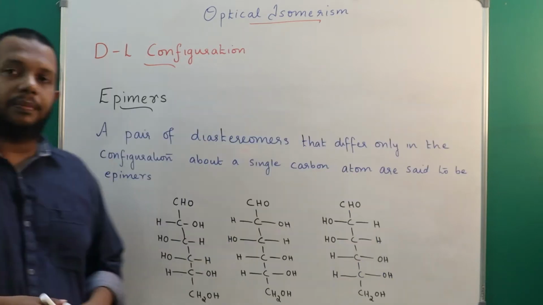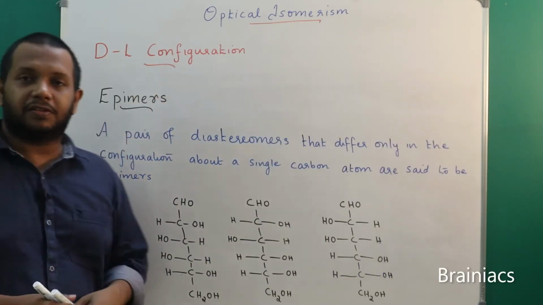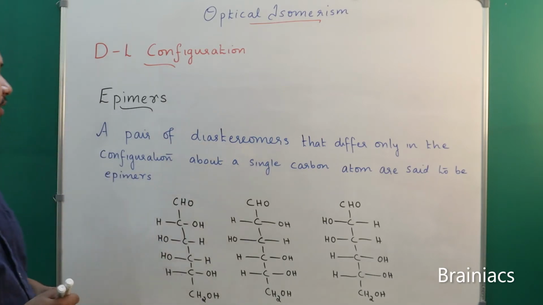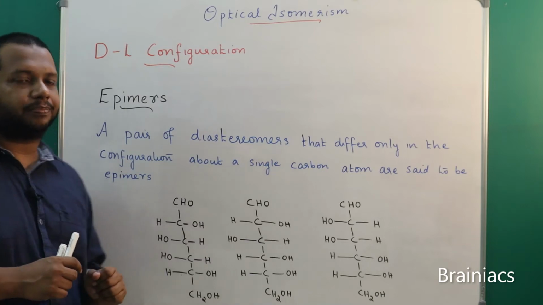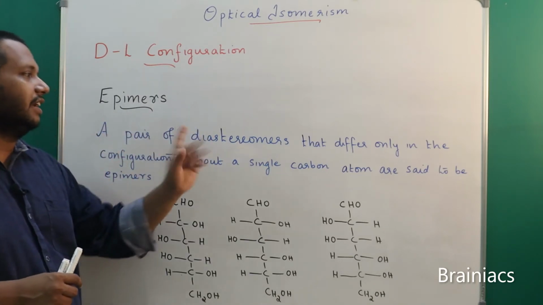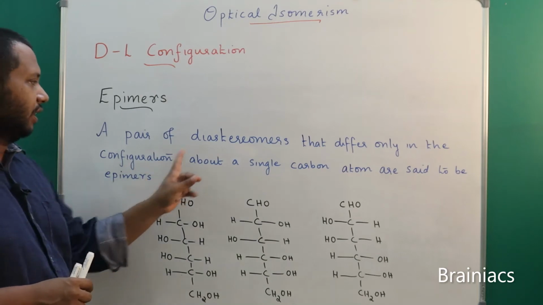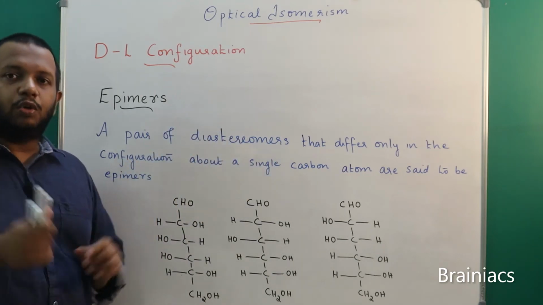Now we will see the last topic in optical isomerism, the definition we say epimers. We should understand what we mean by the term epimers. Sometimes in options it may appear. Epimers means a pair of diastereomers that differ only in the configuration about a single carbon atom. They are said to be epimers. What do you mean by that?